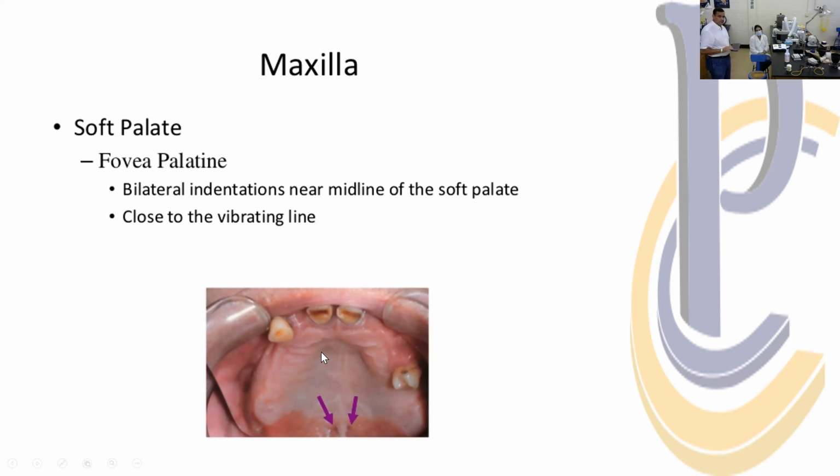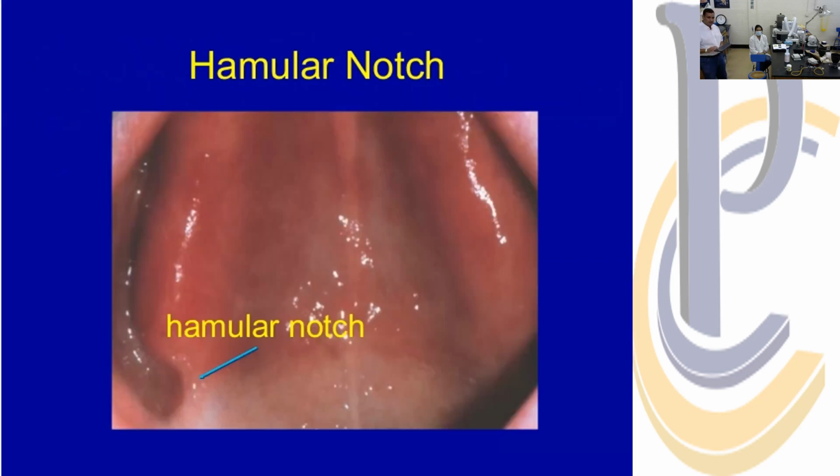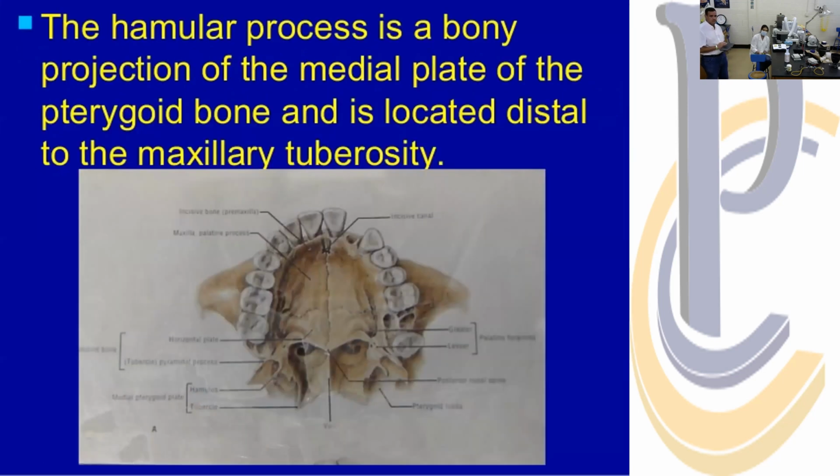What type of denture is this? What do you call it? Yes, partial denture. Okay. This is another fovea palatina picture. This is the hamular notch. It's a curved bone, a hook in the bone.